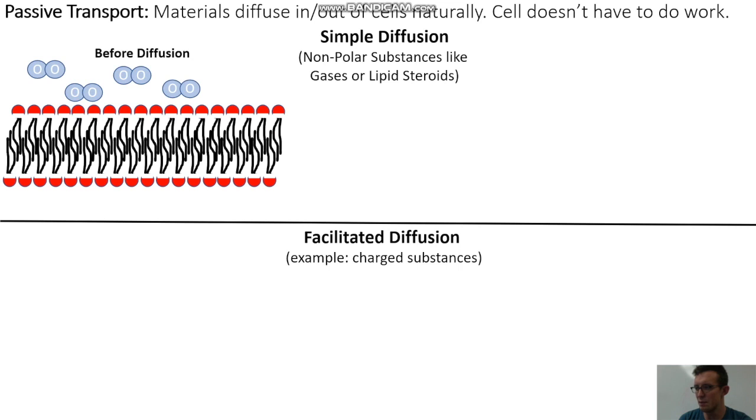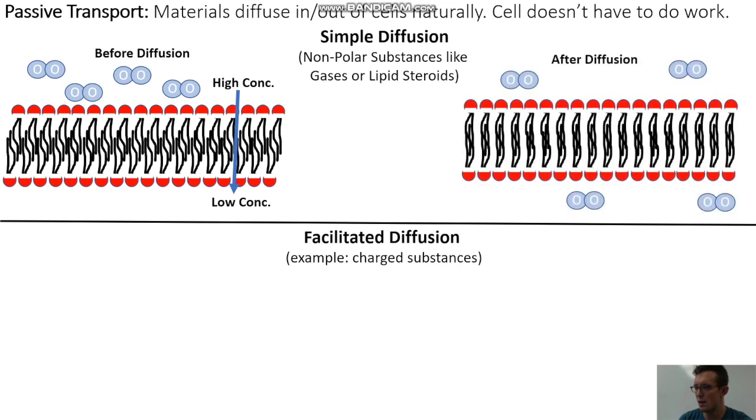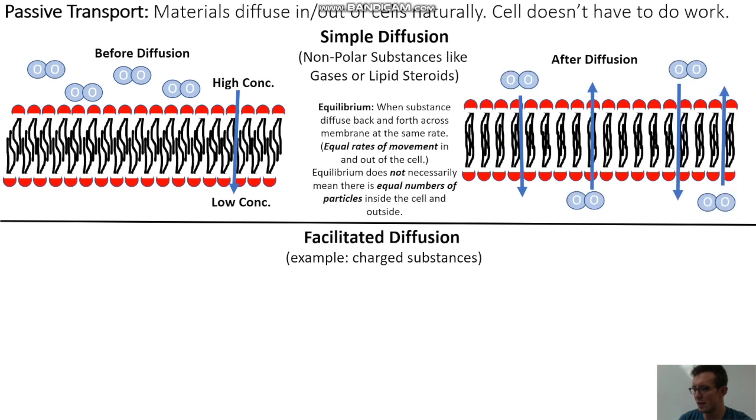For an example of simple diffusion, we have some oxygen molecules here. Before diffusion, you can see that there is a high concentration of oxygen molecules outside the cell and a low concentration inside. During diffusion, the high concentration of particles will spread to the low concentration. After diffusion, we say that equilibrium has been reached. That is, the substance is now moving back and forth across the membrane at equal rates.